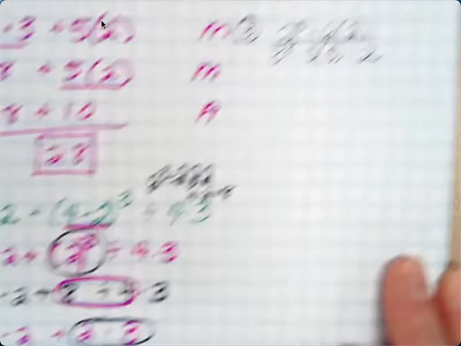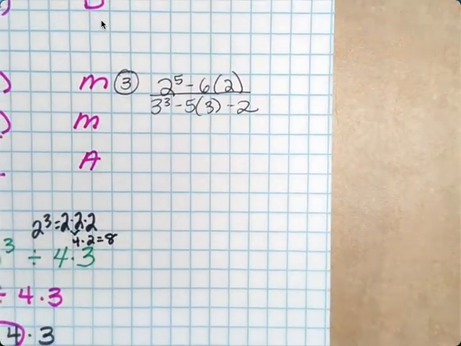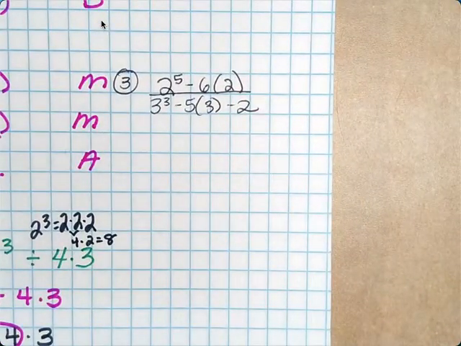Let's do our last example, number 3. 2 to the 5th minus 6 times 2, divided by 3 to the 3rd, minus 5 times 3, minus 2.